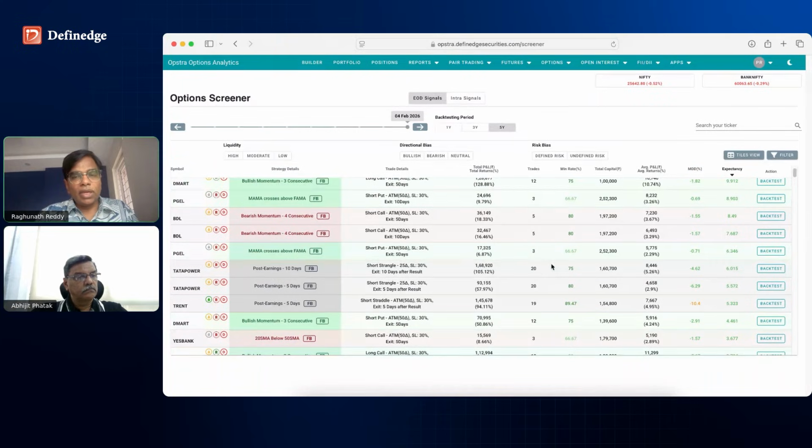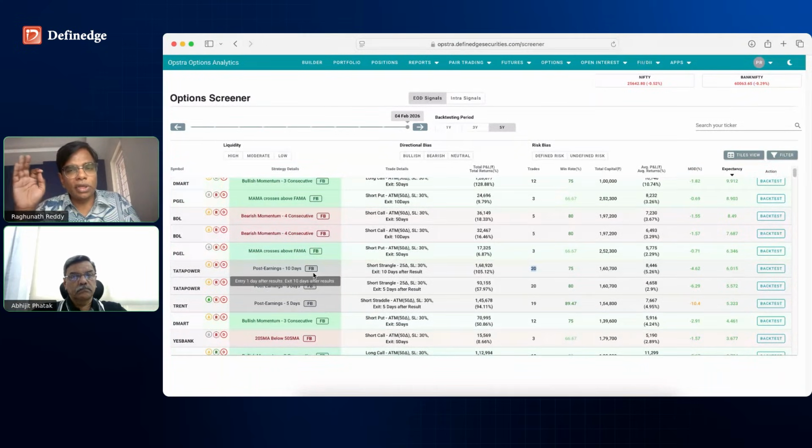So here we have at least 20 trades in the last 5 years, so at least 20 trades on which we have information for this backtesting.